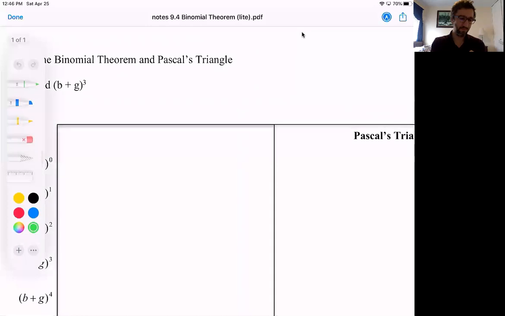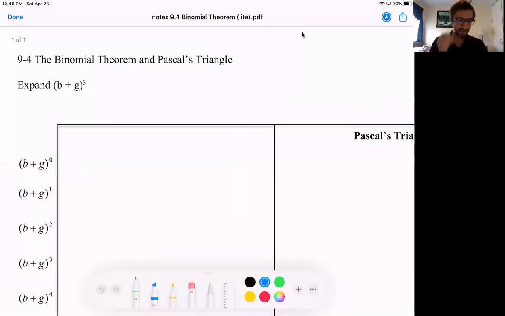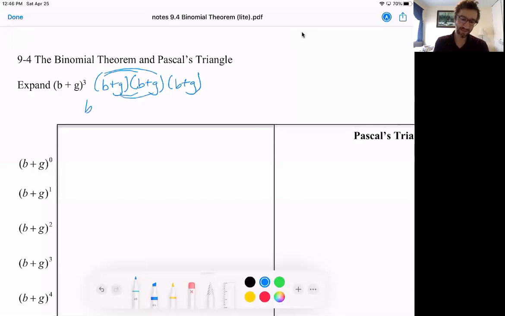So we have expand b plus g to the third. Now that is not b to the third plus g to the third, but as you're aware, we'd want to write it as b plus g times b plus g times b plus g, and then expand that. So distributive property, b times b, b times g, g times b, g times g. So that would be b squared plus 2bg's plus g squared. And we still have a b plus g in there.